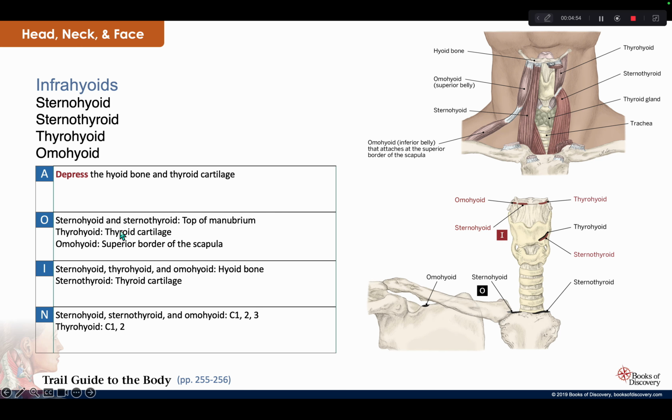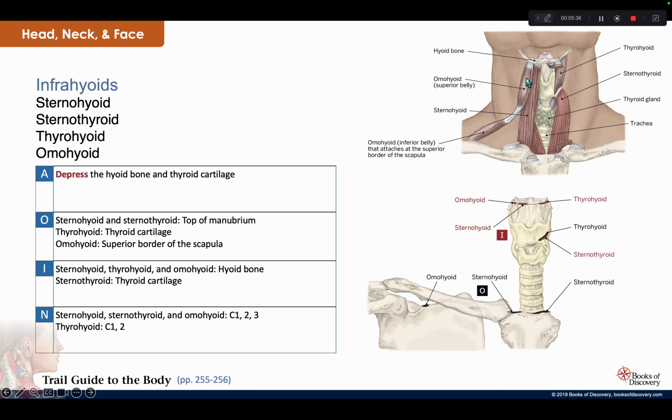Origin for the sternohyoid and the sternothyroid would be the top of the manubrium. So that would be, here we go, top of that sternum, that manubrium. That's going to run, oh wait, let me finish. Your thyrohyoid would start at your thyroid cartilage. So right in here, thyroid cartilage. Then your omohyoid is the superior border of the scap. So right in here. And here's a picture of that up here on the top.